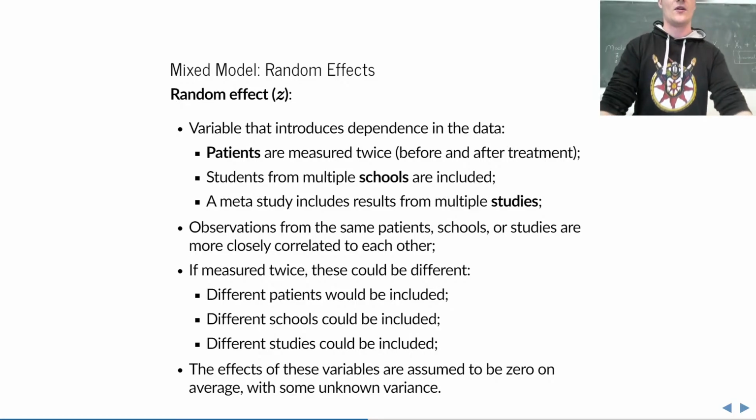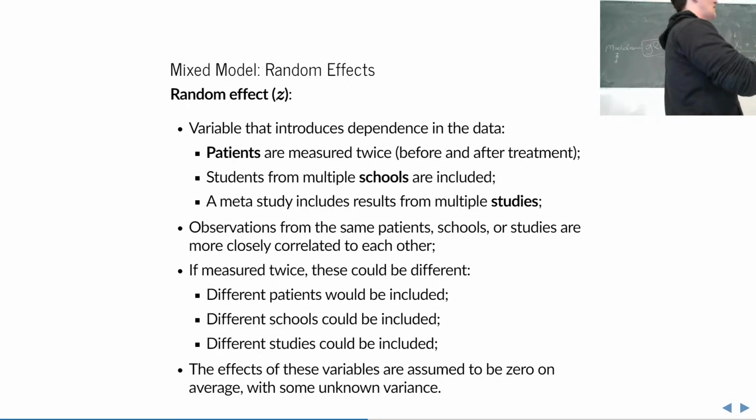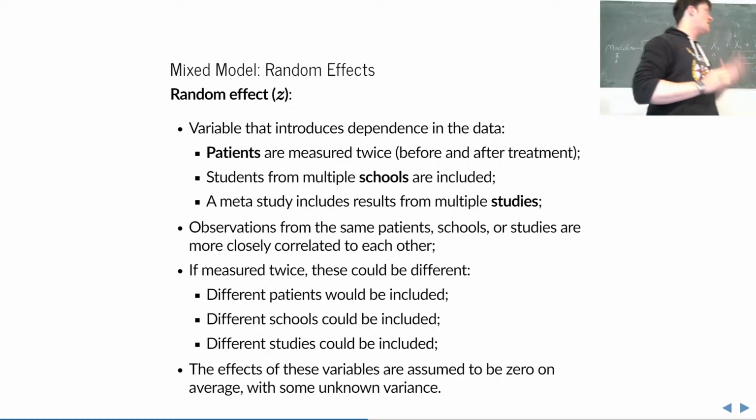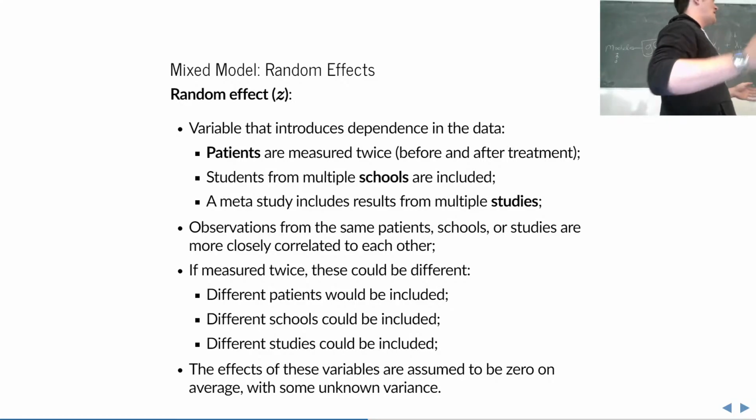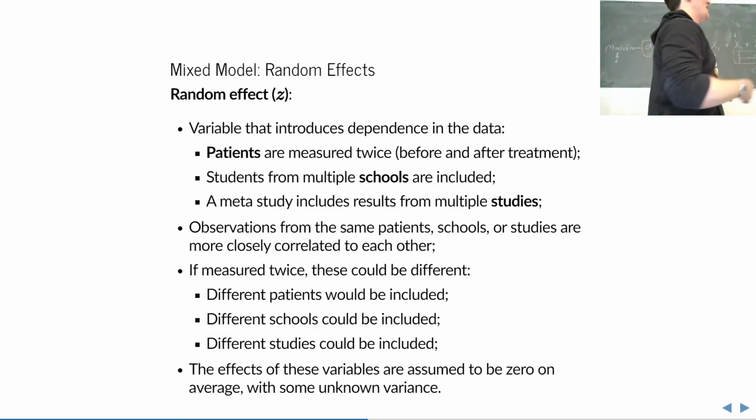Observations from the same patients, schools, or studies, we assume them to be more closely related to each other than to any other particular observation. And if measured twice, you would want them to be different. If you have the potential to sample from a larger group of patients, you would use different patients. You wouldn't use the same ones again and again.